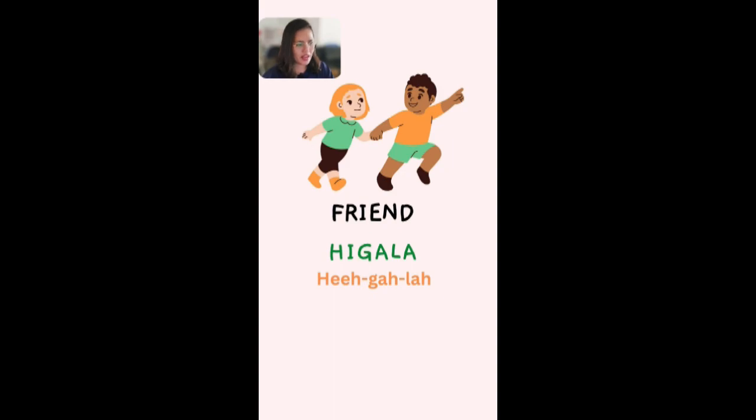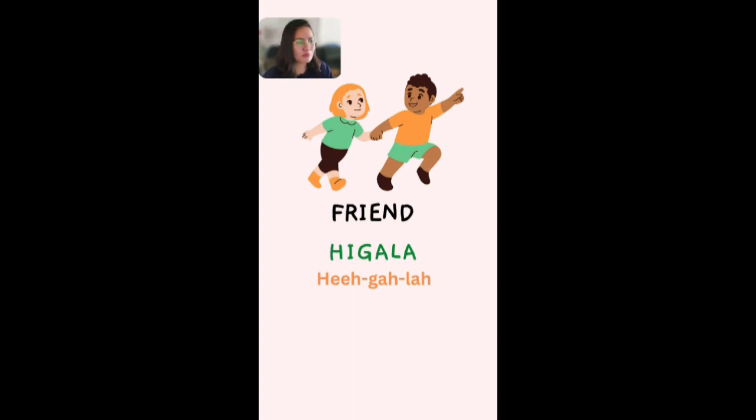Next one, we have friend. Friend is higala. I normally use higala so that I don't have to say amigo and amiga, because it's going to be too long for me to greet you guys. It means friend. In real world conversation, not so many are familiar with it, especially the Gen Zs. So it's good to know this word so that you can also spread Bisaya to other youngsters.